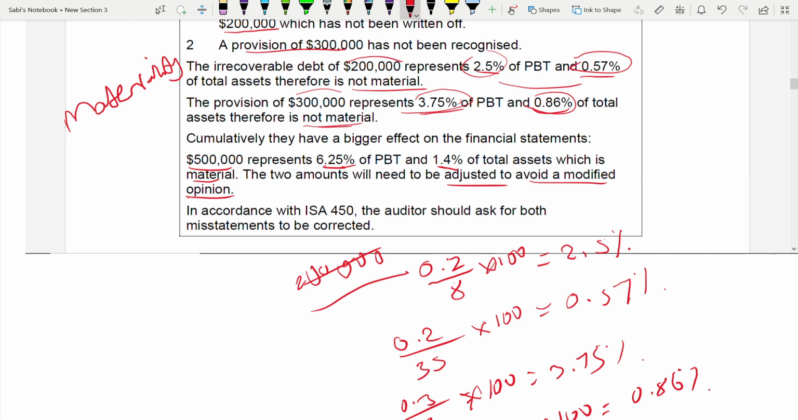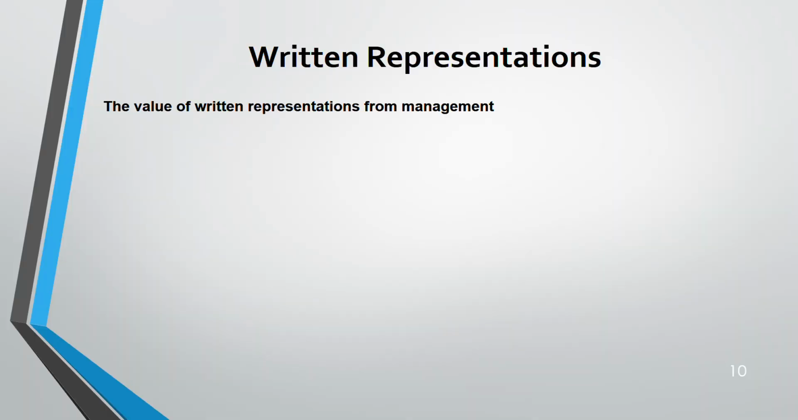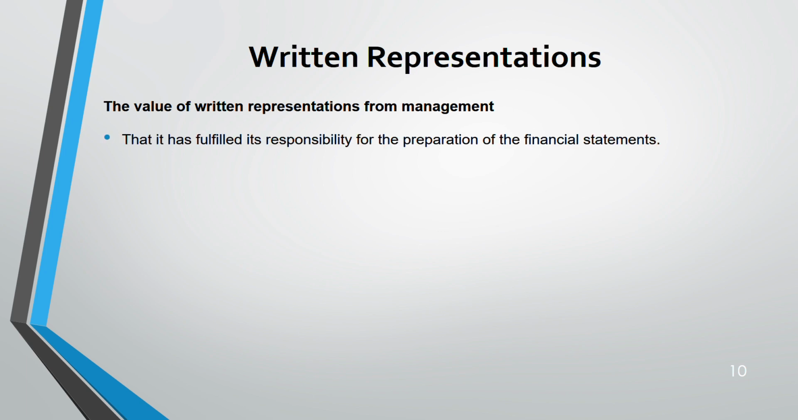Okay, so you have to ask the management to correct the misstatement according to ISA 450. Okay. The next is written representation. Okay, value of written representation from management. Okay, so here management says in the written representation, they write it and they confirm that they have fulfilled their responsibilities in the preparation of financial statements, because it is the management's duty to prepare financial statements, not the auditor's.